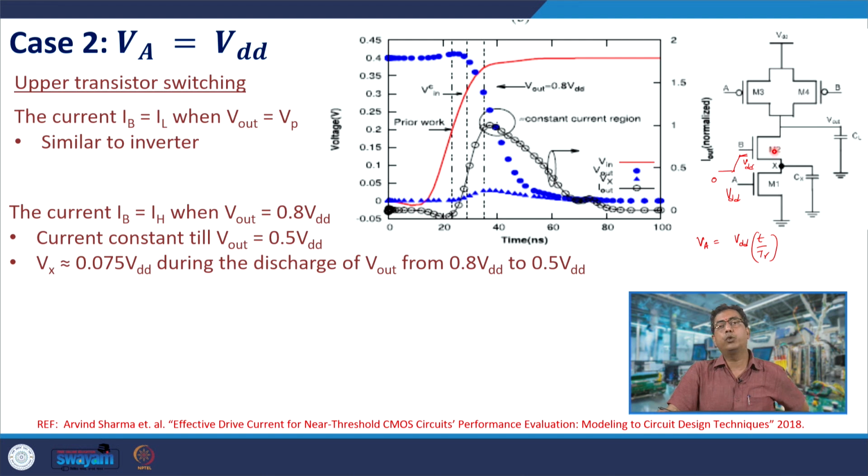And why is the current through M2 almost constant after the input reaches 80% value? As we see, the input now rises very slowly because of the back coupling from CM, and the output is falling rapidly. So, as in the case of an inverter, you have a constant current here. So, what is the value of IL here? IL is this value when the output begins to discharge.